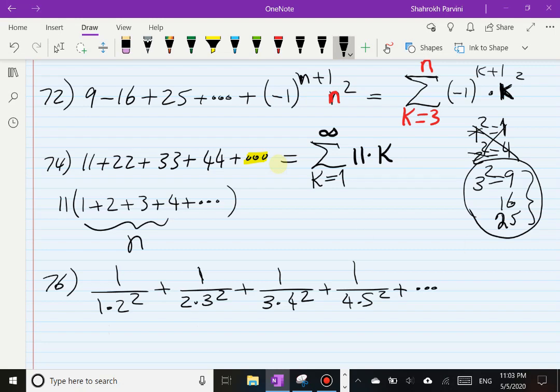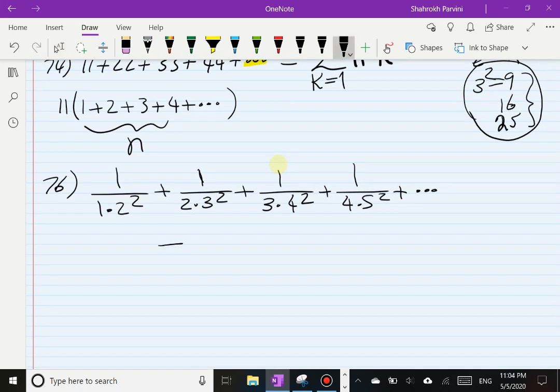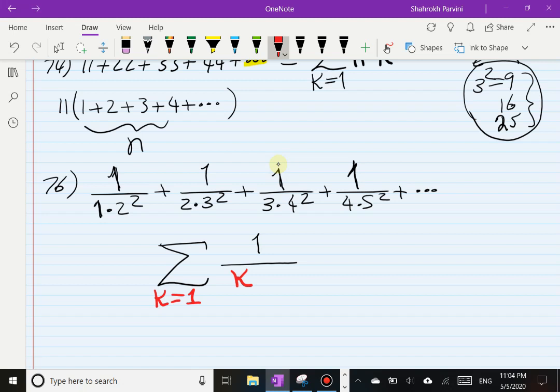So what are we going to write for this one? We're going to write sigma. It's going to be a fraction, right? Look at the numerator, folks. 1, 1, 1, 1. It's always 1, isn't it? So because it's always 1, I'm just going to put 1 in the numerator. What's changing are the numbers in the denominator, right? So we start with 1, then 2, 3, 4, and so on. So that's going to be my k, isn't it? K, and I'm going to make k go from 1.